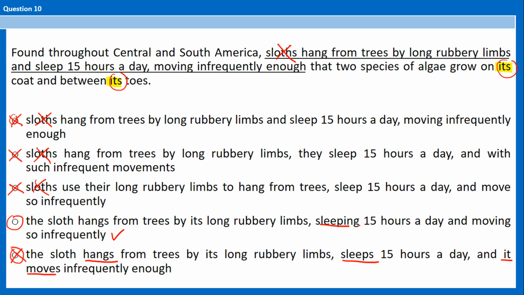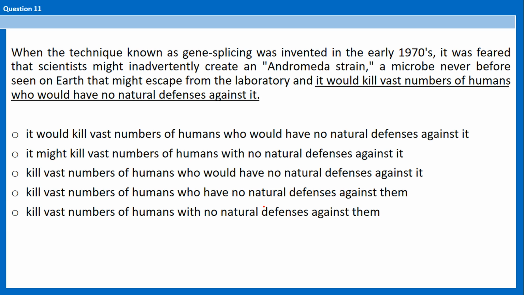By the way, sleeping and moving are parallel, and they do not have to be parallel to the verb hangs. Why? Well, because sleeping and moving are not verbs. They are modifiers that express an explanation or a consequence of the entire clause. So sleeping and moving describe how the sloth hangs from trees by its long rubber limbs. Okay, that's it. Number 11.